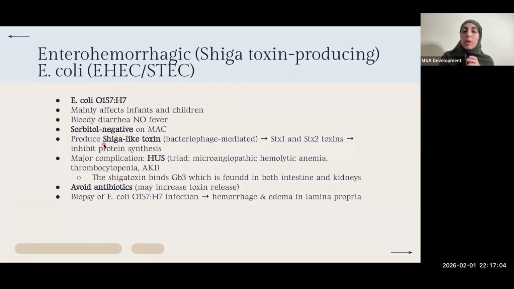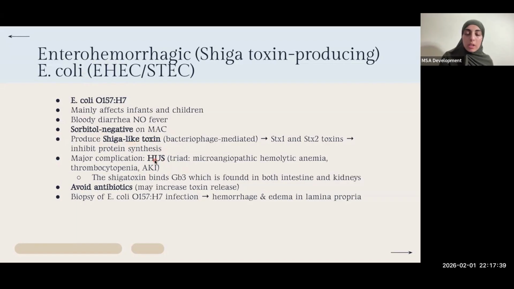Now, what is the mechanism? It is the production of Shiga-like toxin. Remember how we said that Shigella produces toxins? They're not the main mechanism of diarrhea production, but they are significant. This EHEC also produces a Shiga-like toxin. And remember what we said about this toxin in Shigella is that it leads to the complication which is HUS or hemolytic uremic syndrome. This same syndrome can happen in enterohemorrhagic E. coli because it has the same toxin as Shigella, which is the Shiga-like toxin.